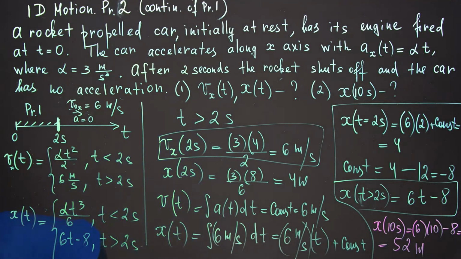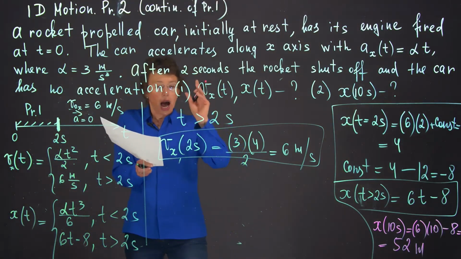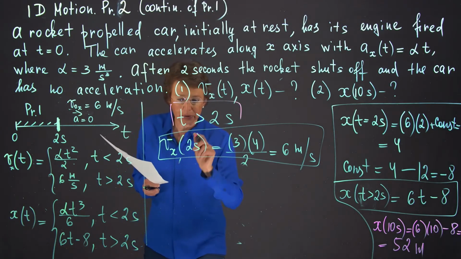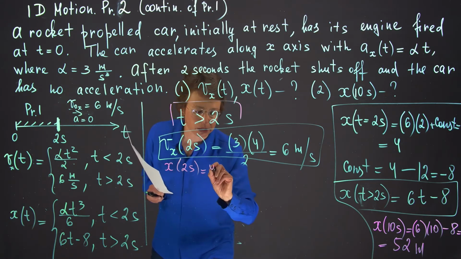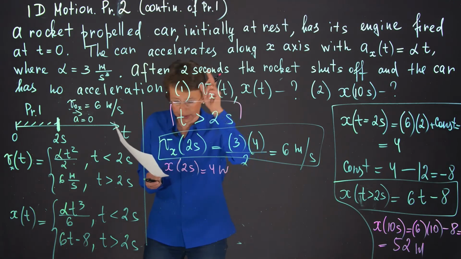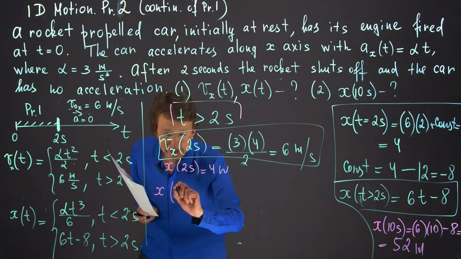Give me 1 second, I will erase it here. Okay, I erased too much because I also had here x at 2 seconds was 4 meters. Okay, now I'm ready. Acceleration is constant, velocity is constant. I'm writing x as a function of time.